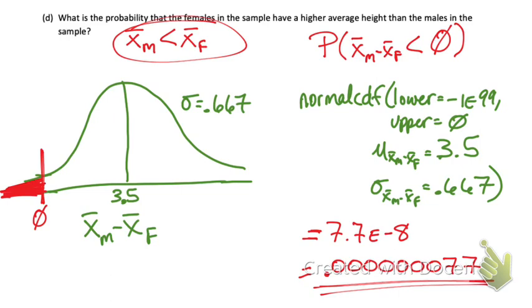This is the probability that the average height for the women is more than the average height for the men. It's not going to happen. Not with these two populations. Very good. All right, you guys.